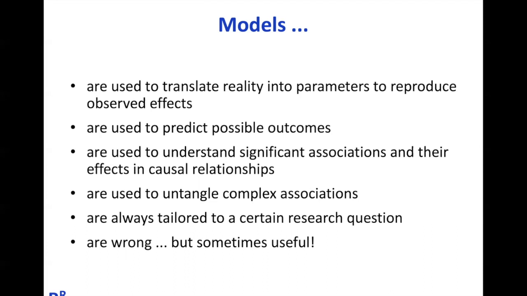This is one of the categories. Models are used to untangle complex associations. And if you don't understand or don't really follow so much of what I've said so far, this is the key message. They are there to help you understand complex associations in the past or in the future, projecting for the future. They are always tailored for a certain research question.